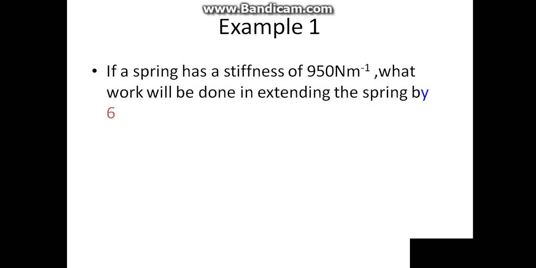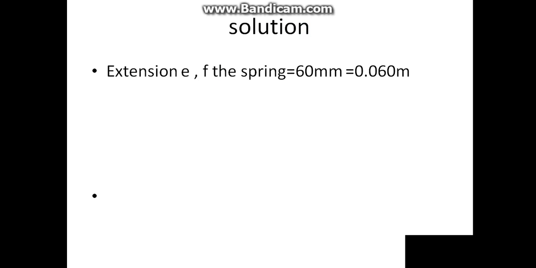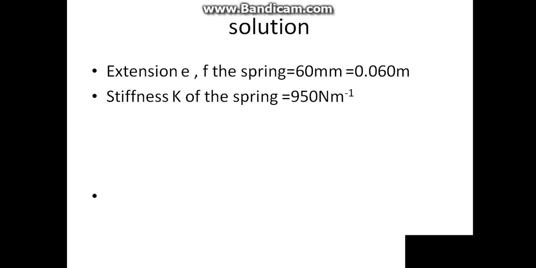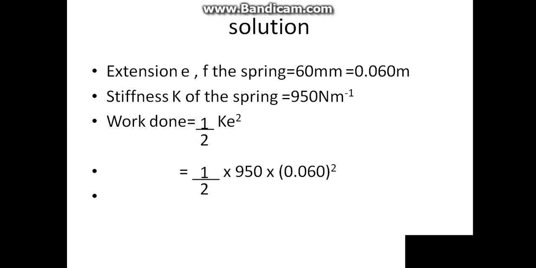Example 1. If a spring has a stiffness of 950 newtons per meter, what work will be done in extending the spring by 60 mm? Solution. Extension e of the spring is equal to 60 mm, which is equal to 0.060 meters. Stiffness K of the spring is equal to 950 newtons per meter. Work done is equal to half Ke squared, which is equal to half times 950 times (0.060) squared, which gives us 1.71 joules.